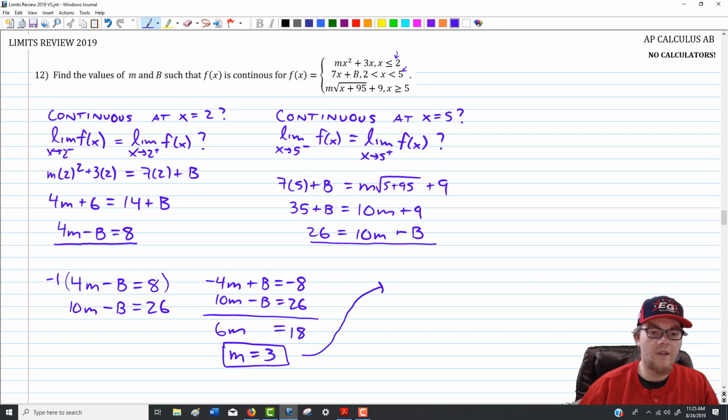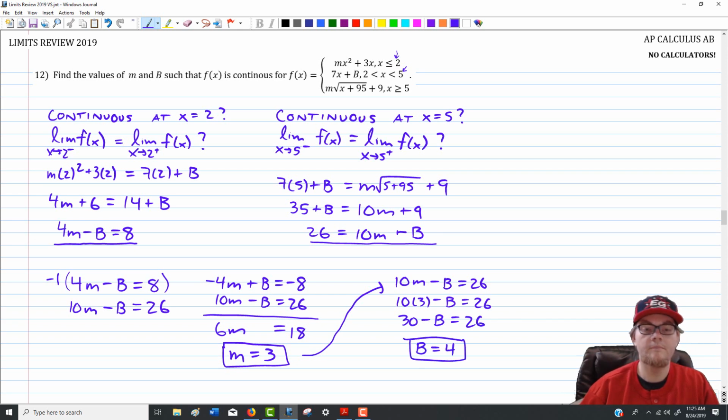Now remember, once we find m, we just need to go back into whichever equation we want. I'll use 10m minus b equals 26 this time, just for variety. This will be 10 times 3 minus b equals 26. So we want to know what you subtract from 30 to get 26. I think it's pretty clear at this point that b is equal to 4. So allegedly, if b equals 4, our function should work perfectly and be nice and smooth and continuous.